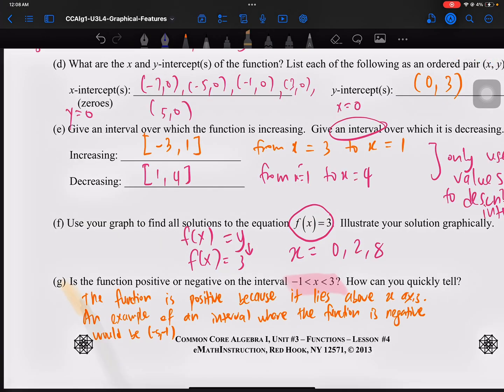Okay, for 1G, you can write down that the function is positive because it lies above the x-axis. An example of an interval where the function is negative would be -5 to -1.